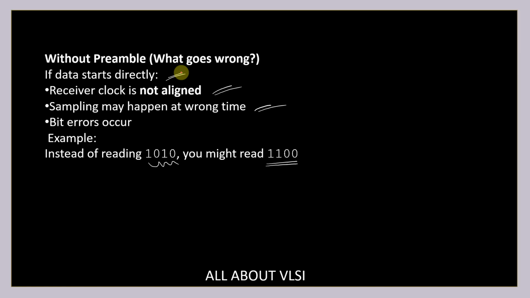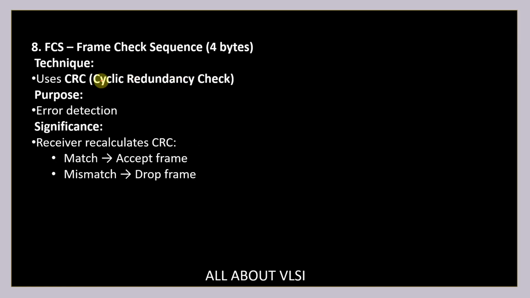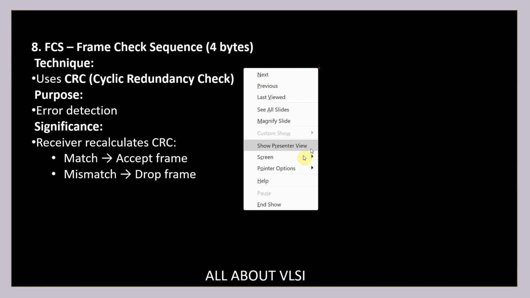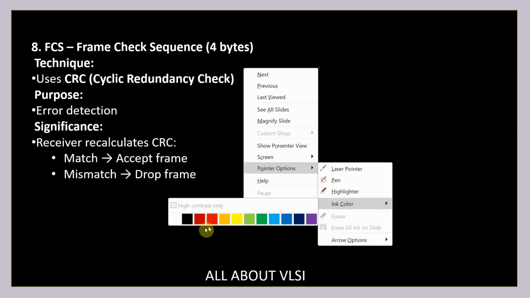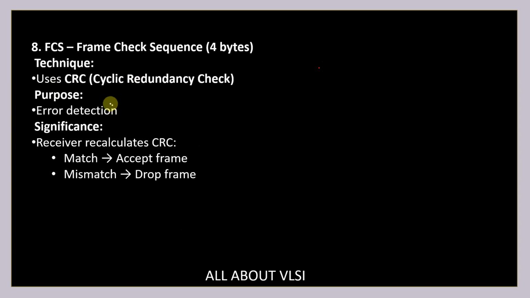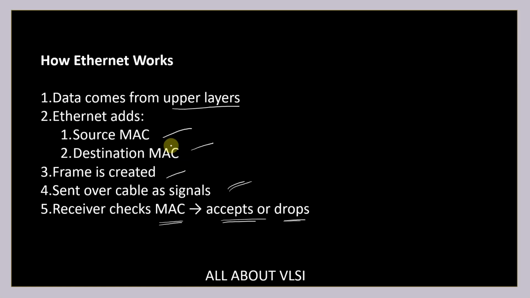Basically, this frame check sequence is used for parity, and this field is going to use something known as CRC. CRC is nothing but Cyclic Redundancy Check, and the purpose of this is error detection. The significance is that the receiver is going to recalculate the CRC, and if it matches, we accept the frame, or if it does not match, we drop the frame. Now, what do I mean by matching and not matching? Let us try to understand.